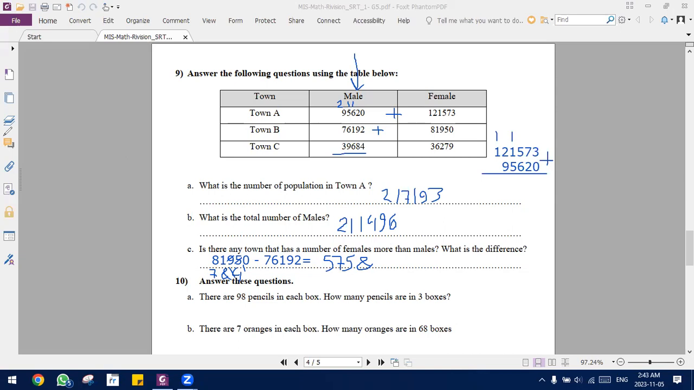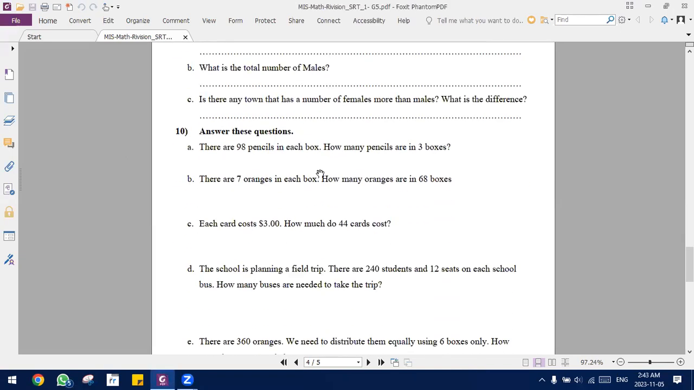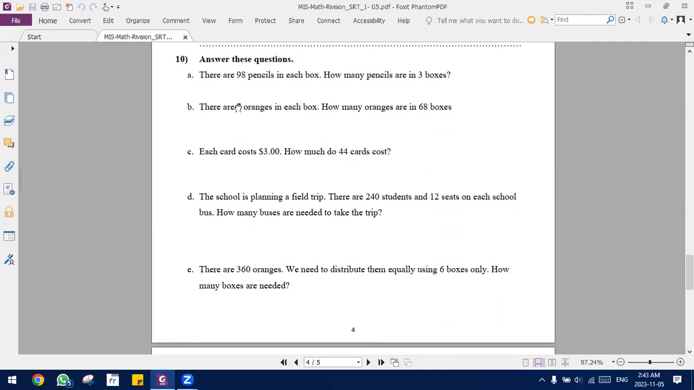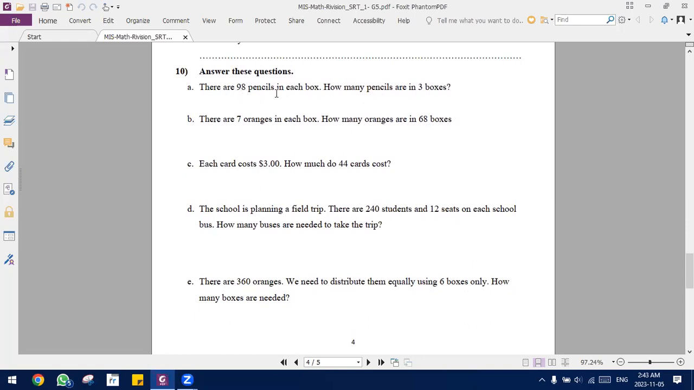Now, question 10. Answer these questions. There are 98 pencils in each box. How many pencils are in 3 boxes? So here you need to be careful. They said in each, so each box must have 98 pencils. Now, how many boxes do we have? They said we have 3. So which operation should I use?